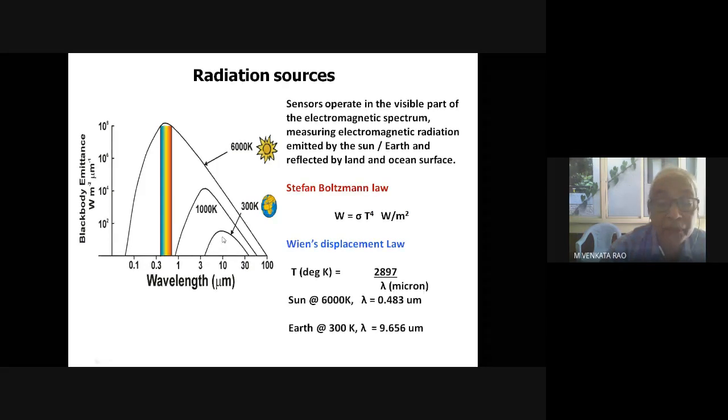Here it is not because of reflection of sunlight. The Earth gets heated up and in turn it emits the radiation. That is the radiation we sense. Some of the satellite sensors operate in the infrared region also. I will explain those things later.